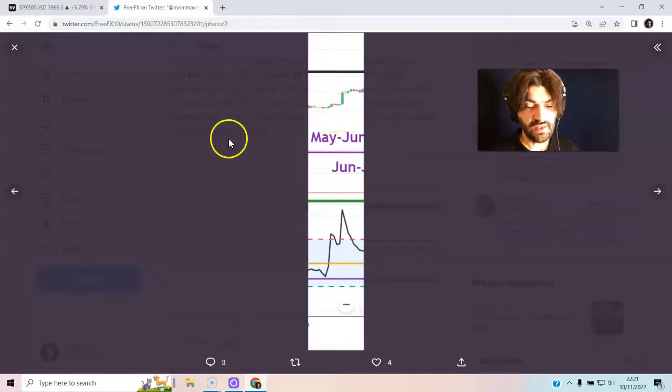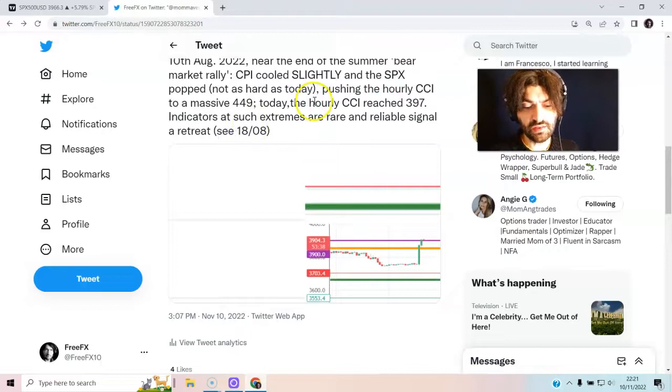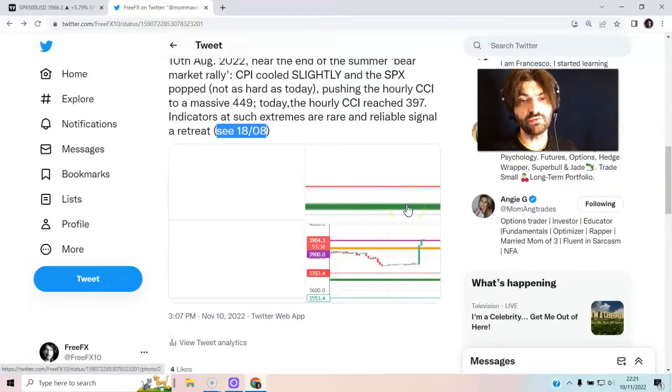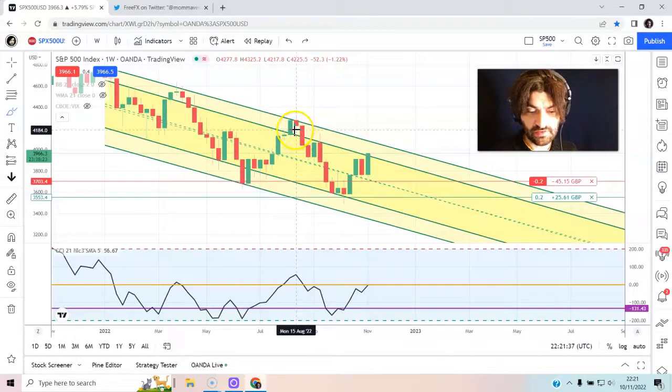And so within about a week, we had a retreat. From the end of that bear market rally, we dwindled around the 21 weighted moving average on the weekly chart, and then about a week later we started seeing a pullback, and that led to what we know in August. Again, that's here, and we saw what happened later.